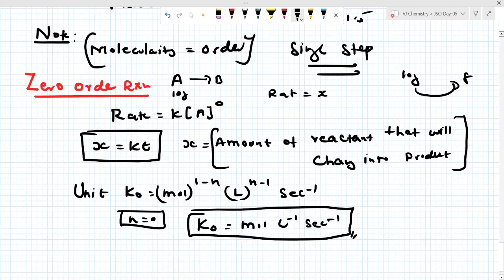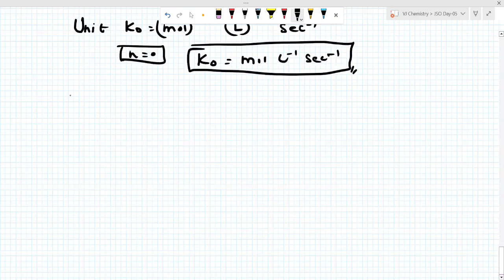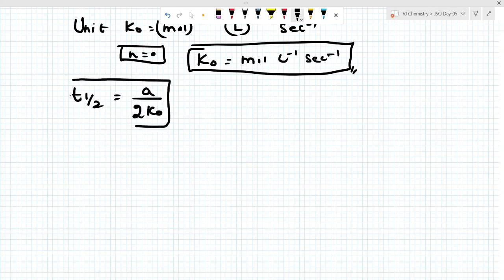Now, what is the T of? This is very, very important, please note. The T of zero order is equal to what? A by 2K0. Now, this is very important, please note. A by 2K0. Okay, this is most important.